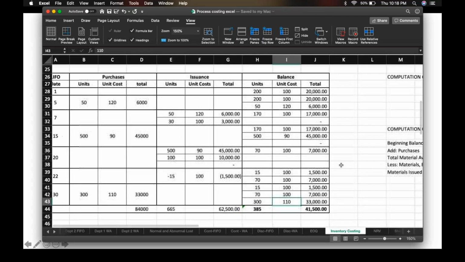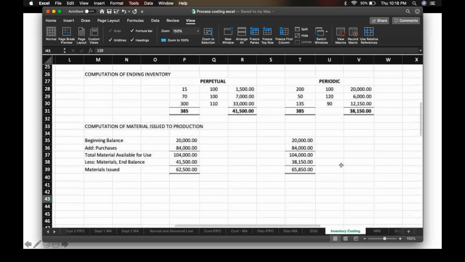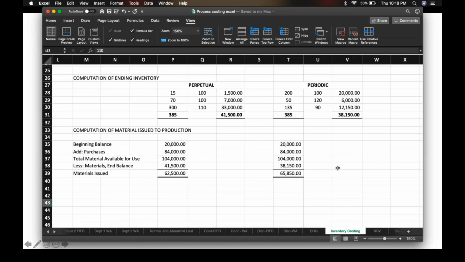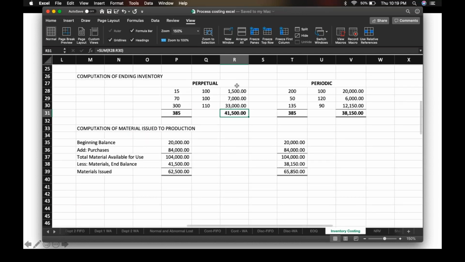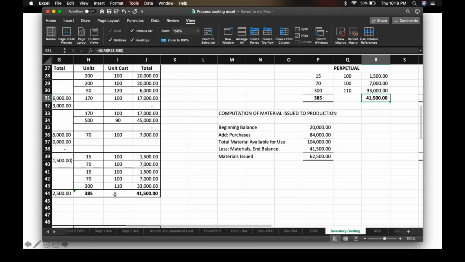Okay. Computing the ending inventory, this time magkaiba na sila kapag last in, first out yung ginamit natin. Under perpetual, based on our stock cards, we still have 385 units, and that is 41,500 cost. Itong perpetual, ito yung nasa stock cards natin, this one.